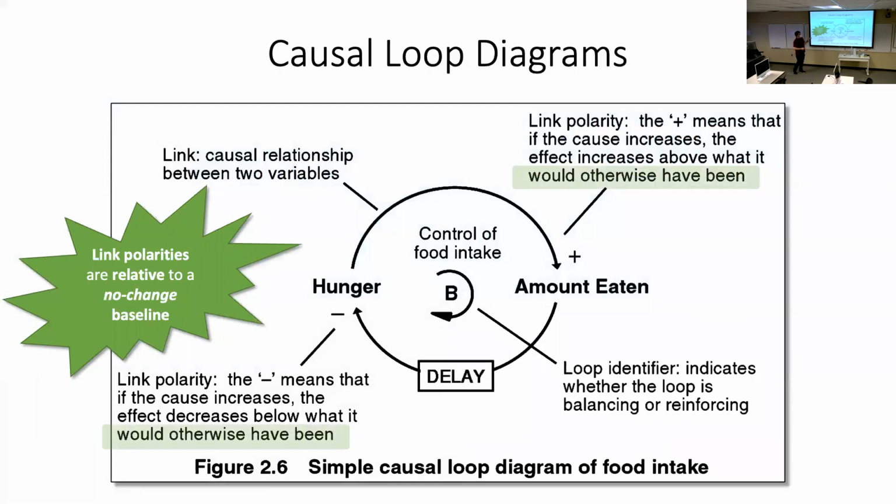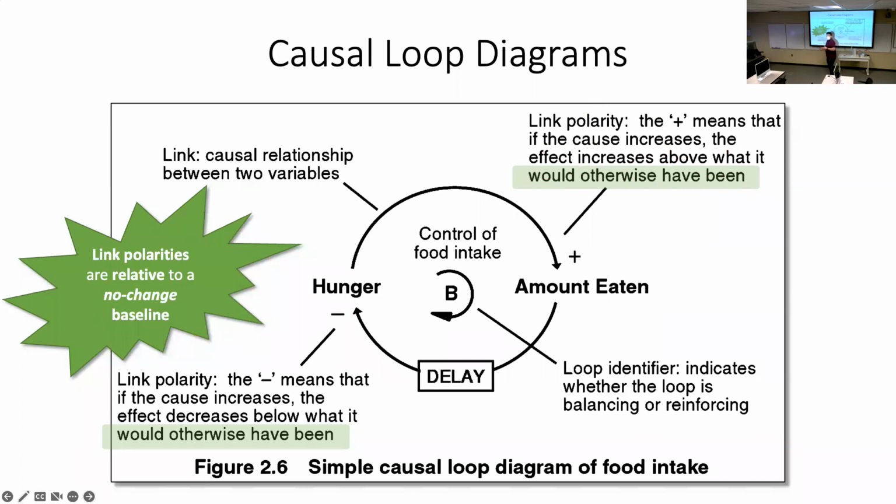Okay, so this was just review over what we've been talking about, but this was Morecroft's take on causal loop diagrams. So I just point out he doesn't talk about partial derivatives or anything like that, but he does point out things like under link polarity, the plus means that if the cause increases, the effect increases above what it would have otherwise been. So again, it's relative to a no change baseline.